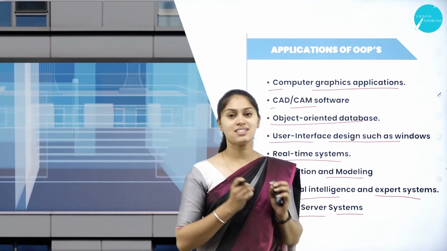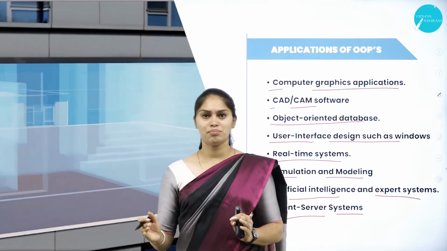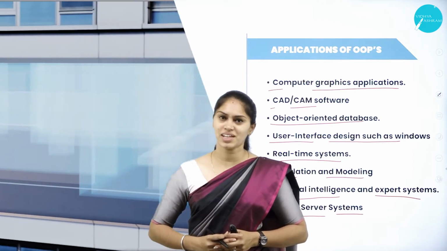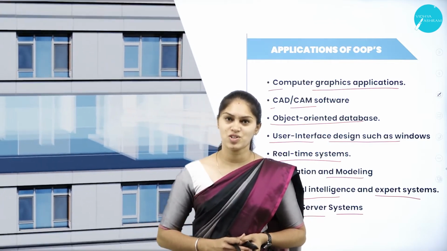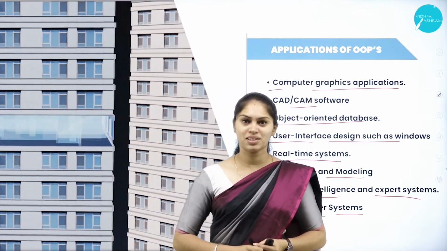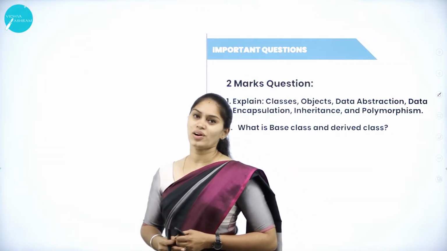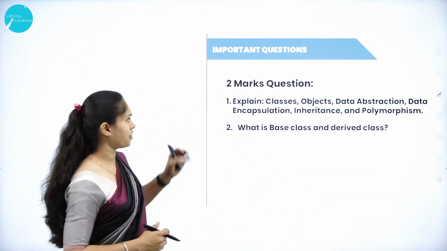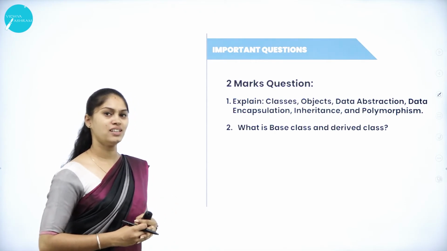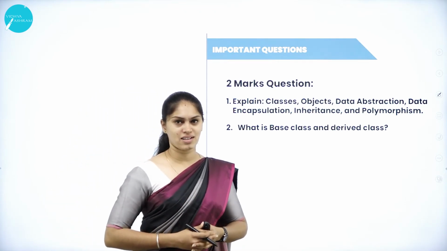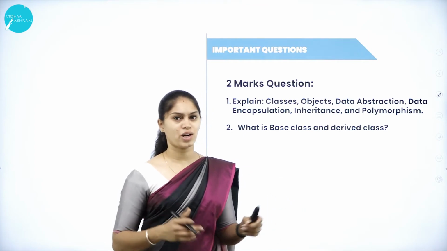So advantages, disadvantages and applications. These three questions are very, very important for the 5-mark question. So we are done with the chapter called Basic Concepts of OOPS. Now we'll see what important questions you can expect from this chapter. As we all know, totally it will be for 7 marks, right? 2 marks 1 question, 5 marks 1 question.